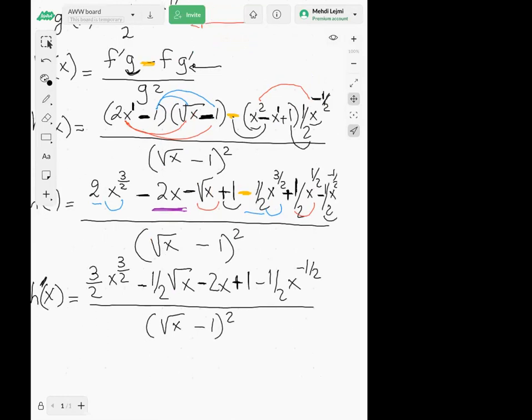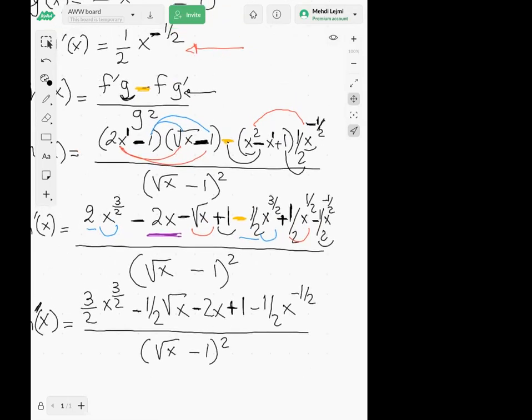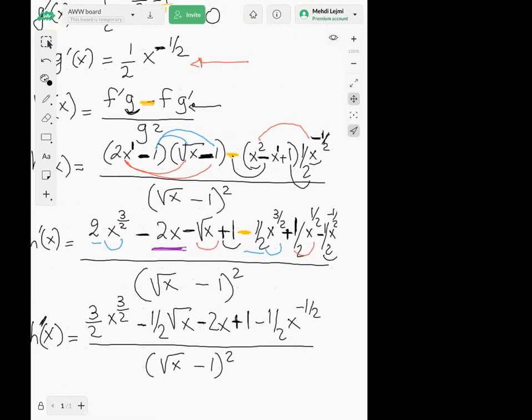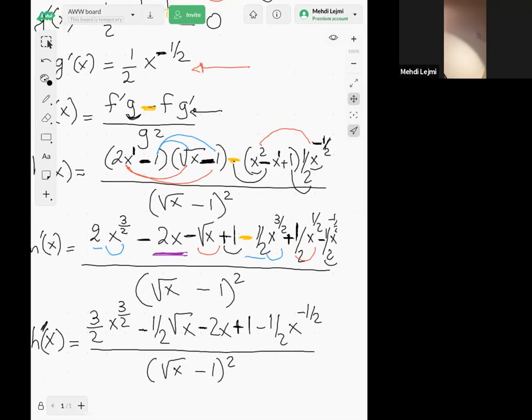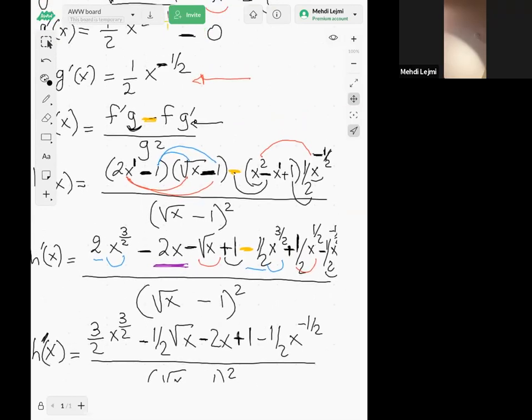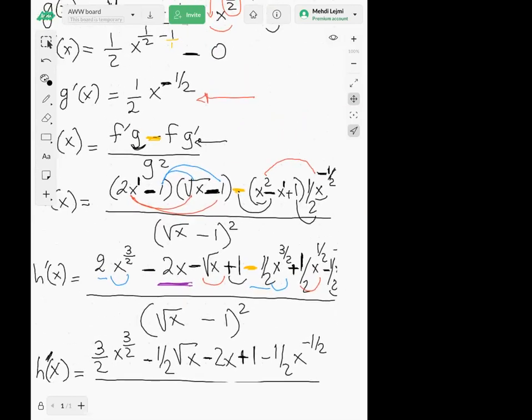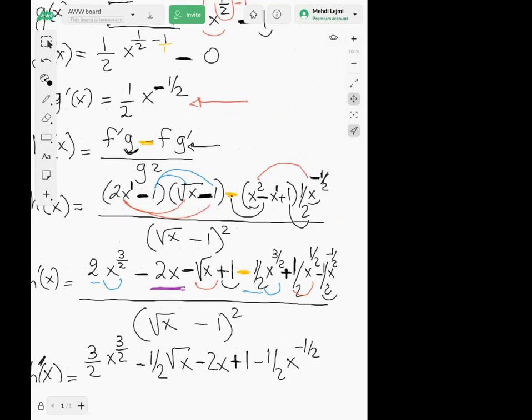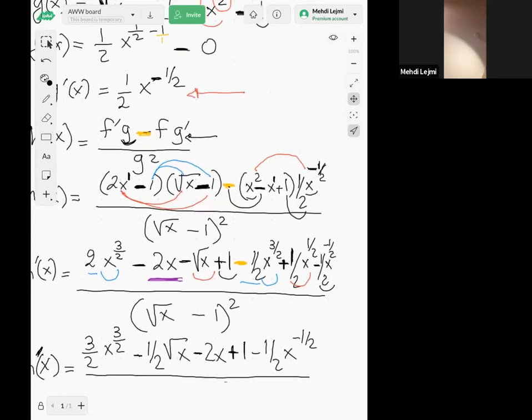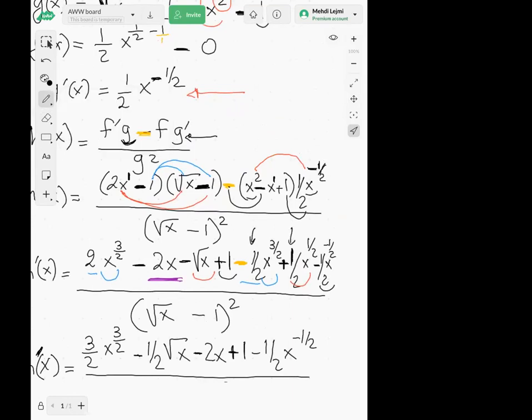Yeah, I have a question. I don't completely understand how you did this. I understand a little bit. Why are you putting 1/2 here, and why are you putting it as an equation?